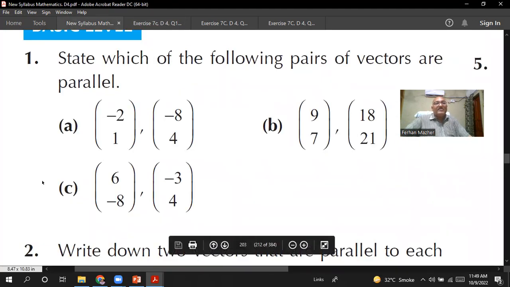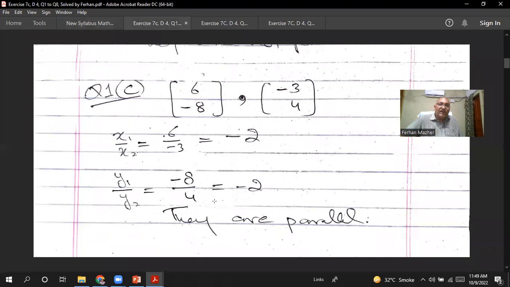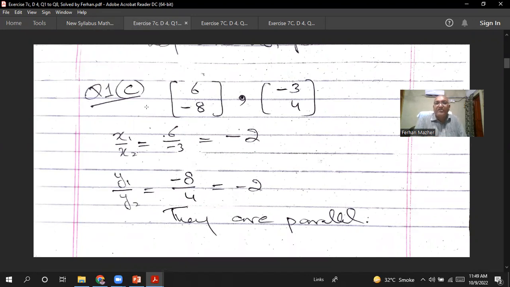Okay, so here you have the C part. Here we have the column vector. So these two column vectors, they are representing two vectors. So this upper value is X, the lower value is Y. So we have to find out if they are parallel or they are not parallel. So very simple, you just take the ratio of these two vectors. Okay, so take the ratio of the x1 with the x2, and that will be 6 by minus 3, and that will be minus 2.